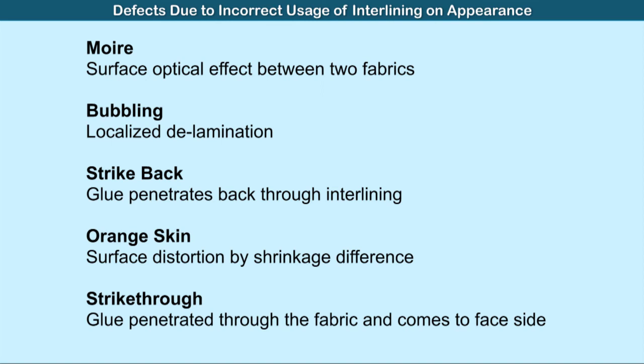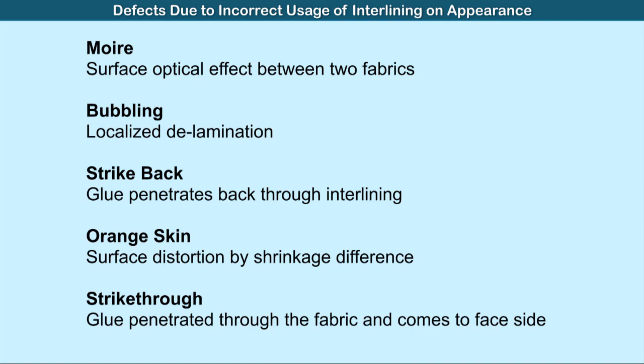Now we will discuss the major defects which occur due to incorrect use of interlining on appearance. First is called moire, a surface optical effect between two fabrics. The second type of defect is bubbling, which is basically localized delamination. The third defect is strike back. In this case, the glue penetrates back through the interlining.